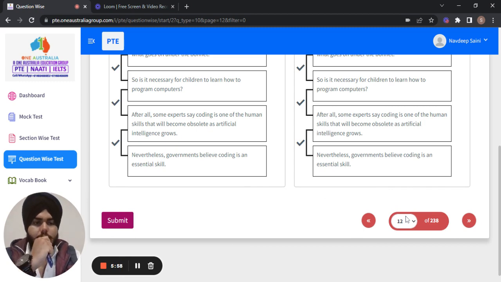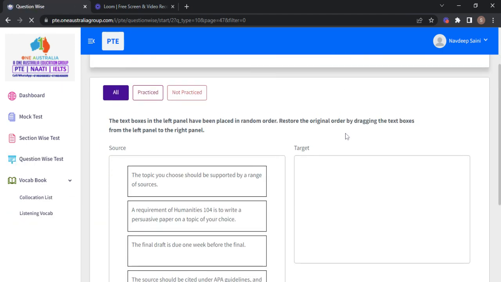Okay. Let's go in the 30s or 20s. We have like 230 plus questions for each question type, at least 230 questions, right? So there is a lot of content to practice. Okay. So let's go into the 40s. Let's go 47.